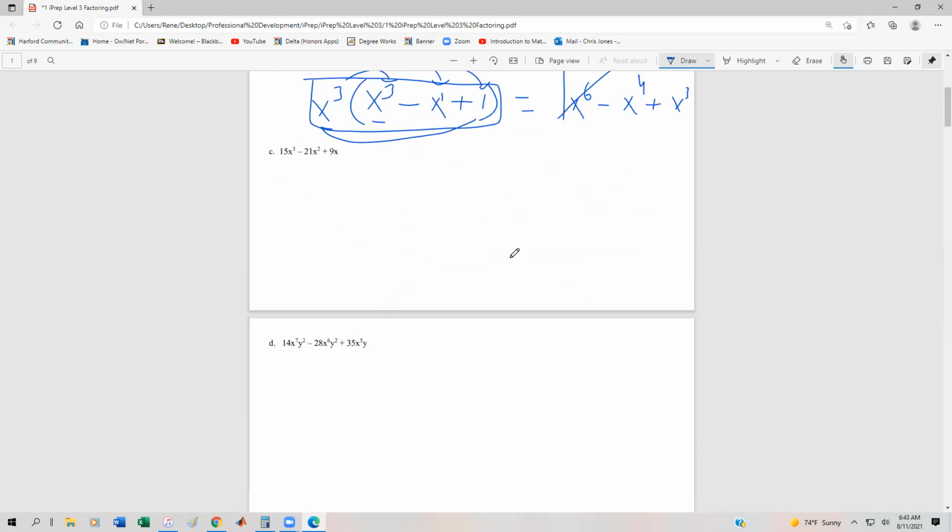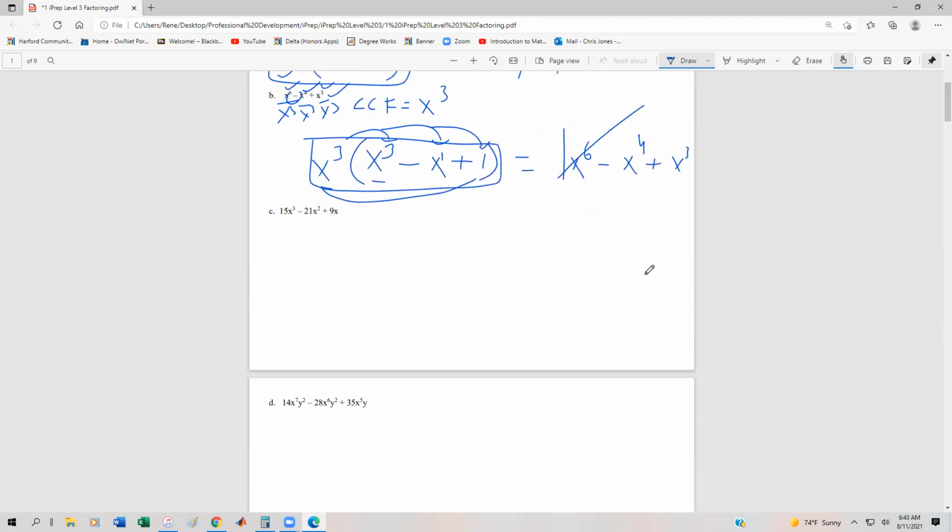Now, there are some examples where we have both numerical as well as variable terms inside of our GCF. In this example, the highest number that's going to divide 15, 21, and 9 is going to be 3. And then the lowest power of the shared variables is x. We're going to divide everything by 3x.